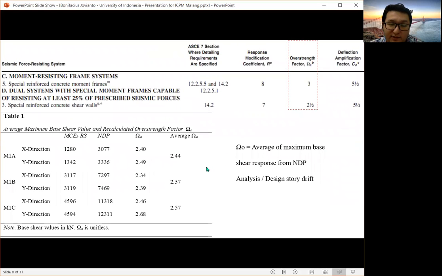Next is the overstrength factor from base shear. As summarized here, the average overstrength factor is still below the prescriptive code Omega sub 0, which is 3 for the reinforced concrete special moment frame. Increased structure bay has no effect on Omega sub 0 in the X direction, while increased structure bay in the X direction results in increased Omega sub 0 in the Y direction.